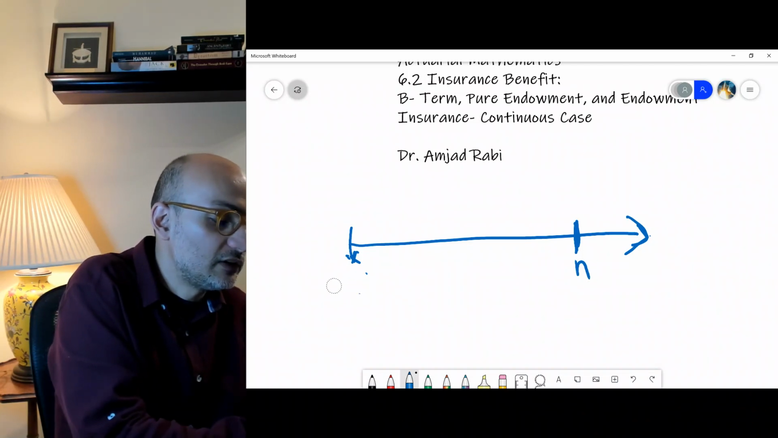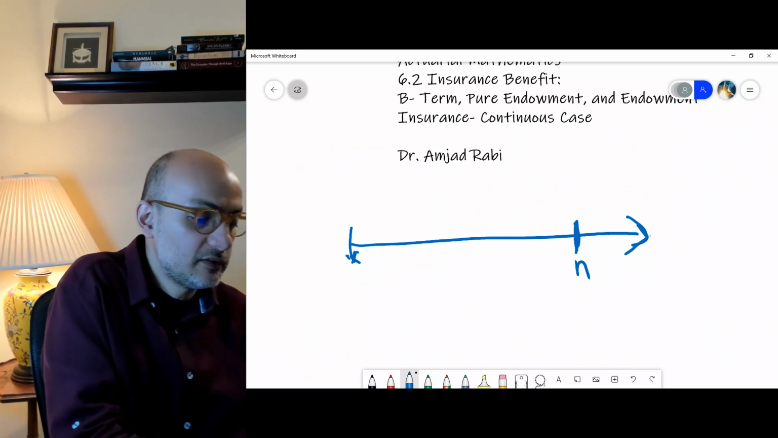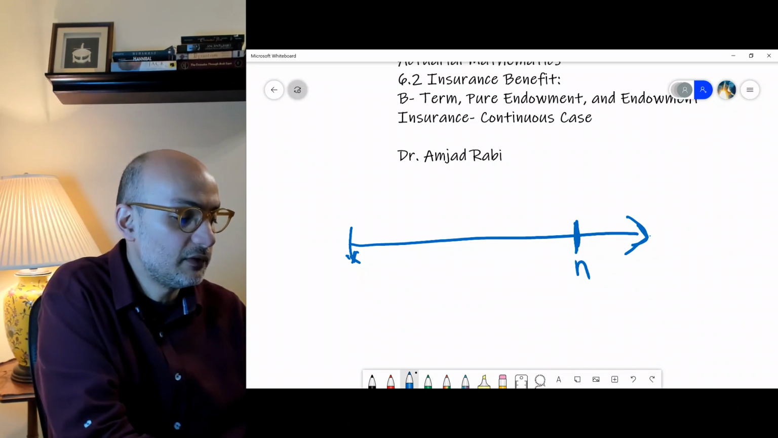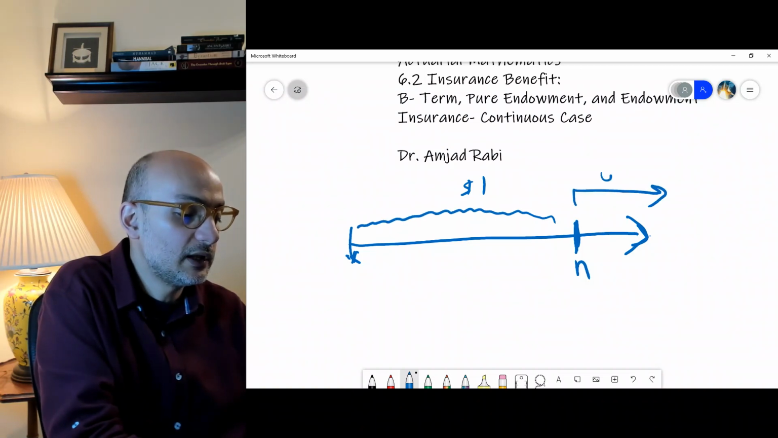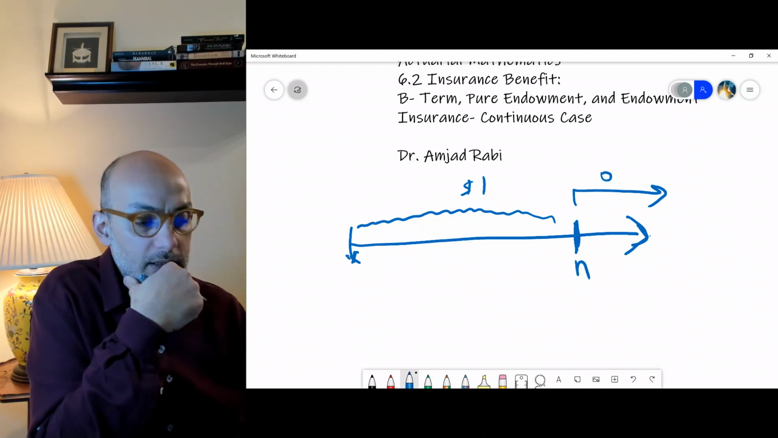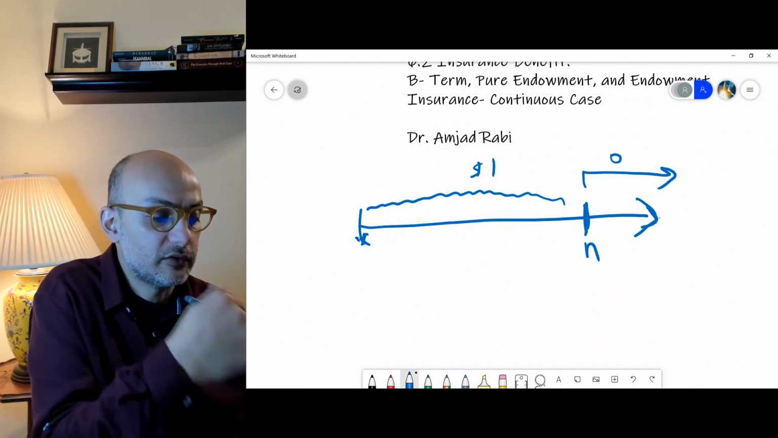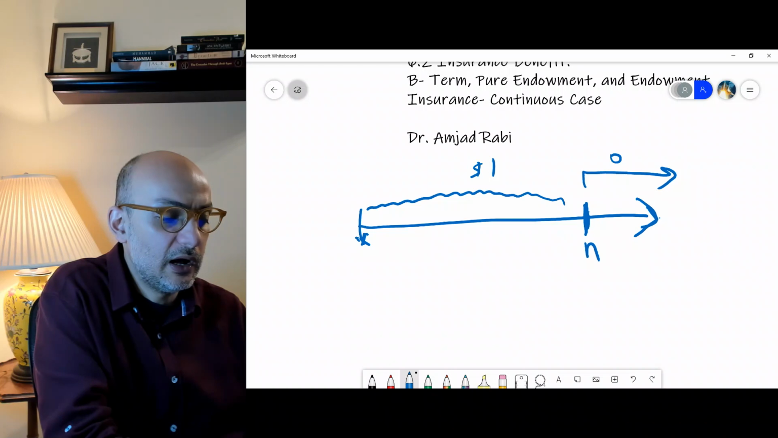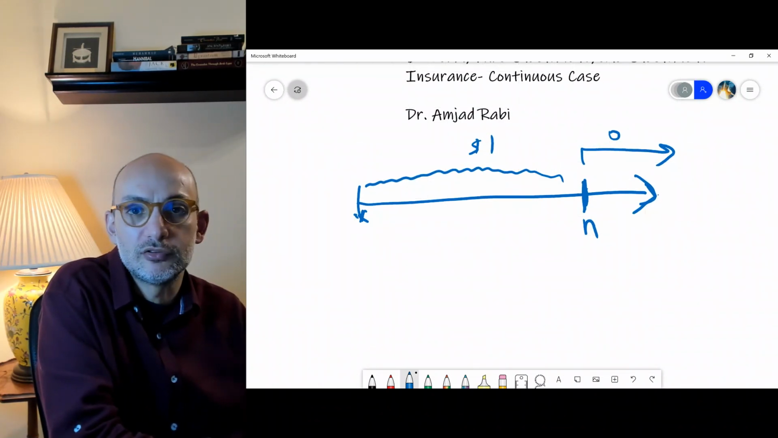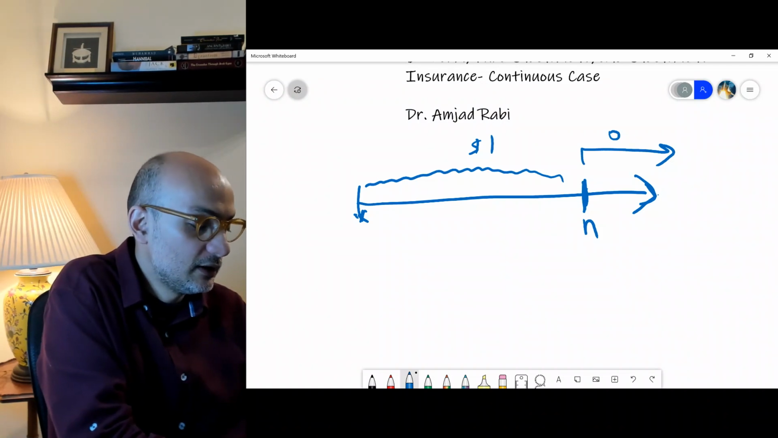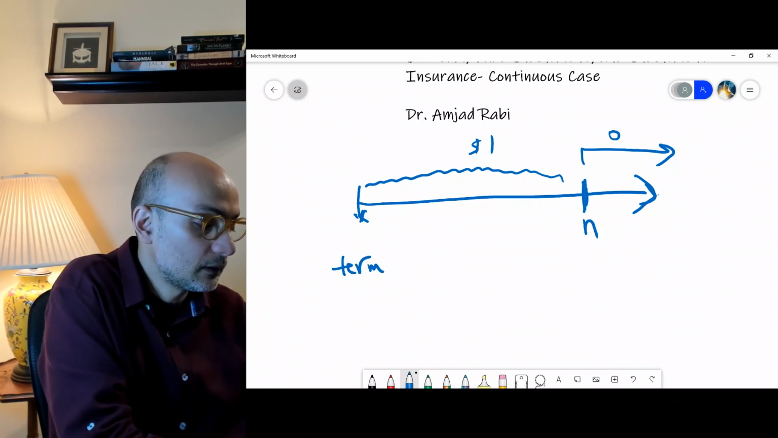So we need to change this notation. We give a benefit amount of $1 if death occurs here, and if death occurs here, we give 0. So we are interested in this one. If the person survives after age n, then 0. And this is what we call term insurance.